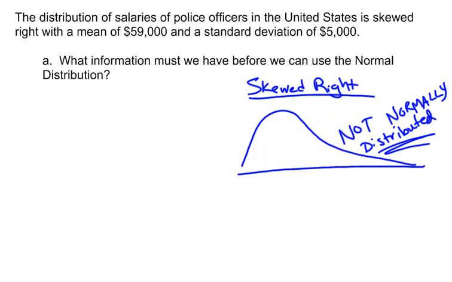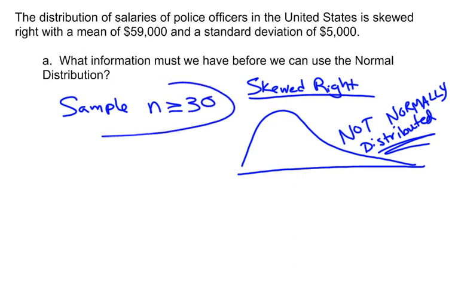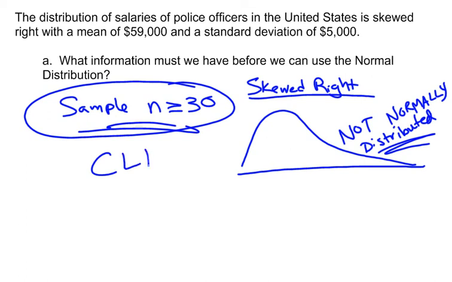So that would be the answer to A here, where the sample size n is greater than or equal to 30. We must have this in order to use the central limit theorem. Okay? CLT is just the abbreviation for central limit theorem.